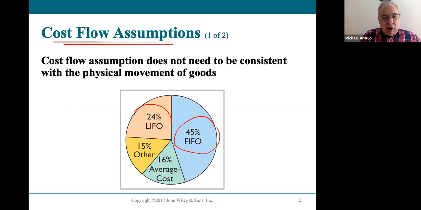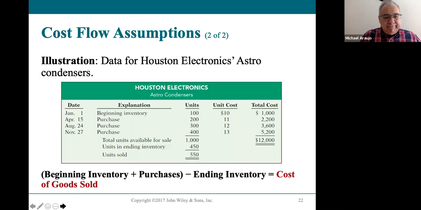A second place showing is for LIFO, last in, first out. And then, of course, average cost is in third, and then you have the other one that we just talked about in fourth place. So basically speaking, we'll move on. Let's take a look at how these methods work. Everything starts with a list of inventory.